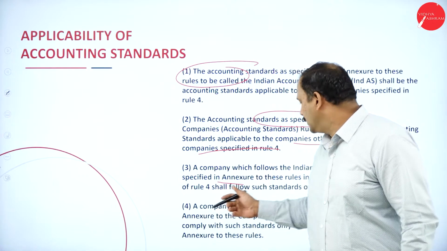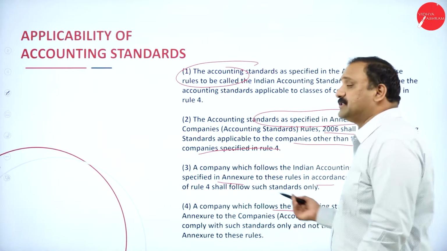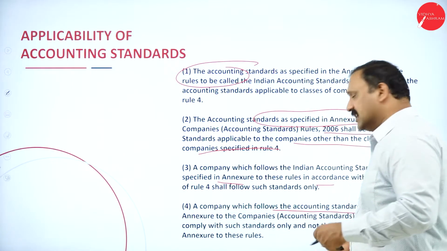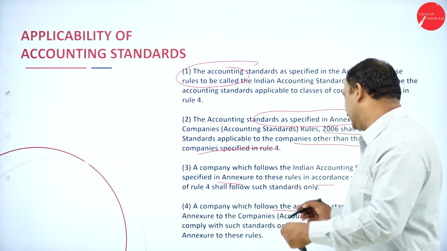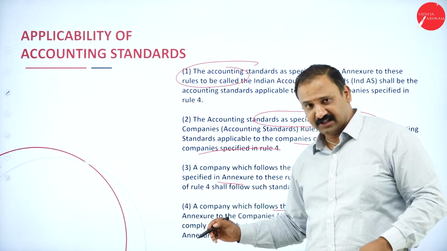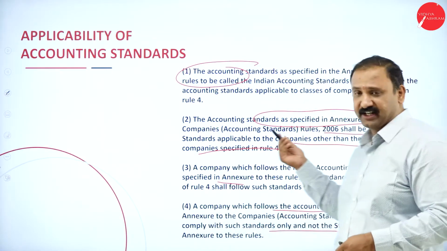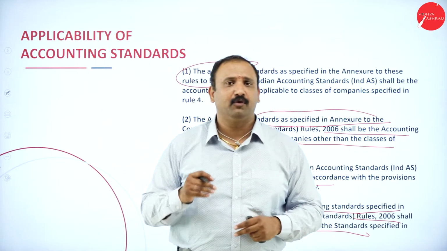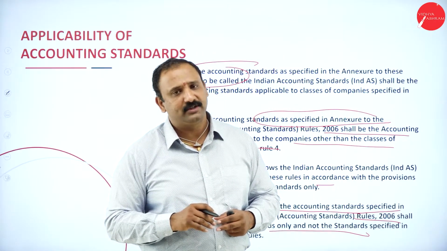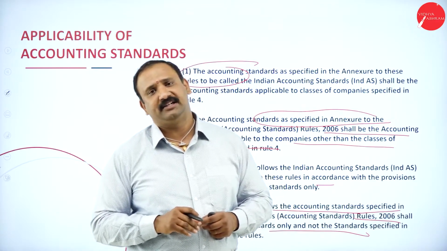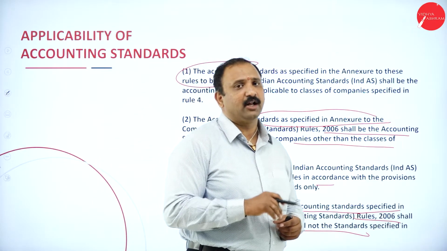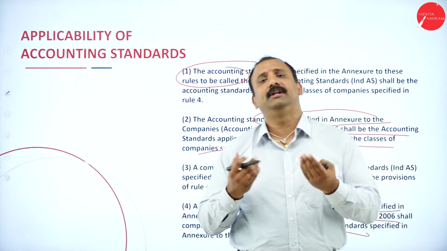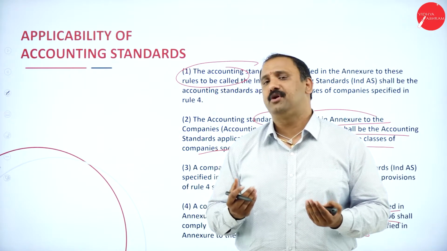A company which follows the accounting standards specified in the annexure as mentioned in the year 2006 shall comply with the same kind of standards only, and not with the standards in the annexure specified for the other factor. So whether you are coming under the 2004, that is Rule 4, or under Rule 6, the Indian accounting standards tell you very clearly how you need to follow them, what are the factors that need to be followed, and how it needs to be taken care of in terms of reporting.